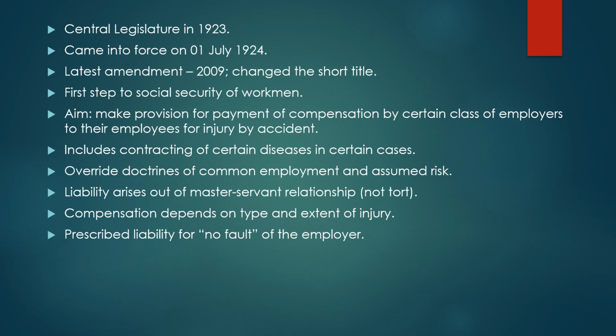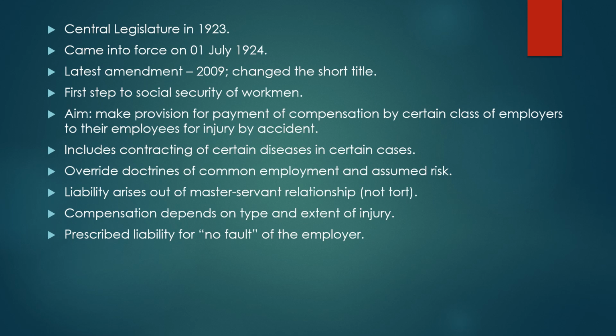The latest amendment was in 2009, where it changed the short title. Before the 2009 amendment, it was called the Workmen's Compensation Act. By the 2009 amendment, the short title was changed to Employee Compensation Act. And this act was the first step to social security of workmen. And what did it aim at? To make provisions for the payment of compensation by certain classes of employers to their employees for injury by accident.